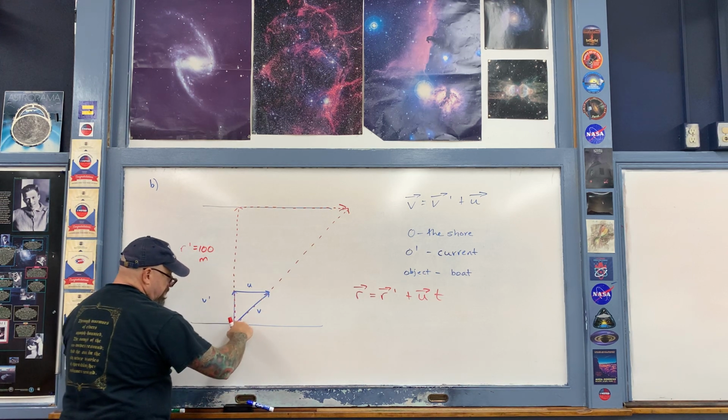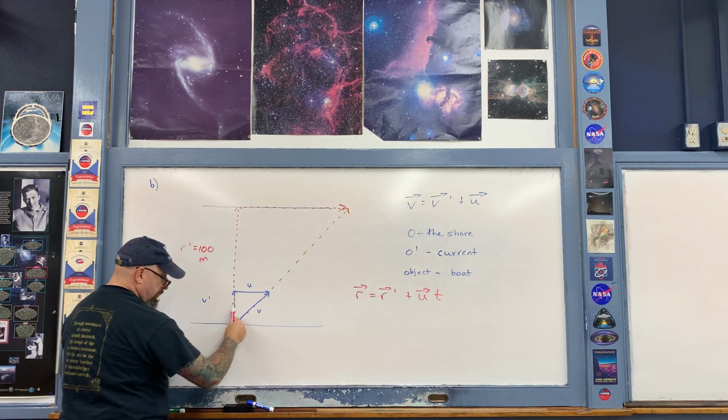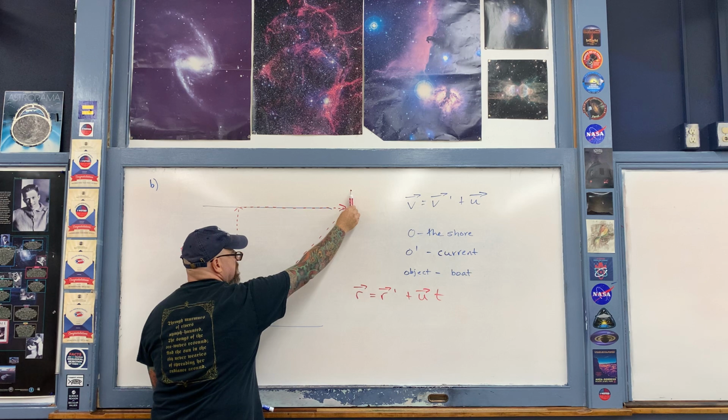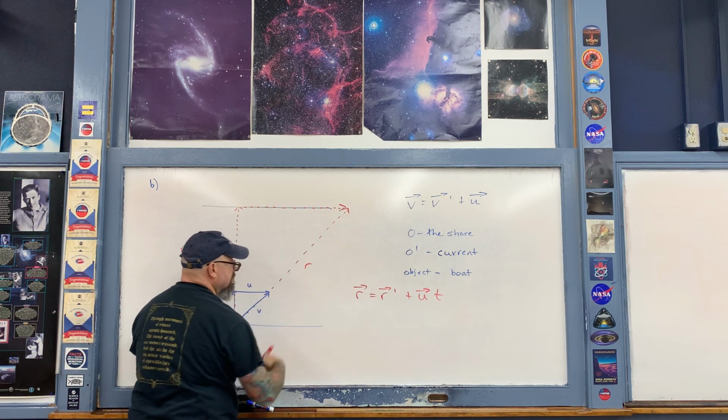And then this right here is the position of the boat relative to the shore. Relative to the shore, the boat ends up doing this like so as it crosses the stream. That's the position vector R, like so.